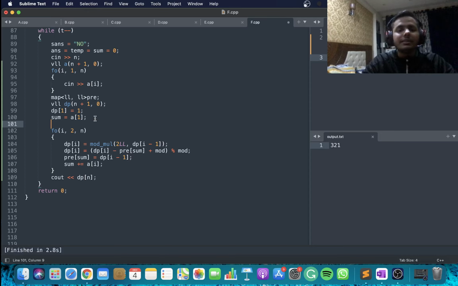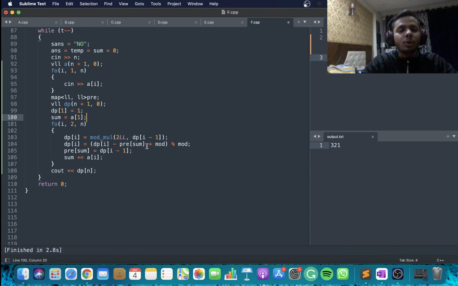Yeah, I guess it is easily understandable here what I'm trying to do. So I'm just subtracting pre of sum, where pre of sum is nothing but dp of j, where prefix sum of j is equal to sum, and sum is nothing but prefix sum of I minus 1. So essentially pre of sum is nothing but dp of j such that prefix sum of j is equal to prefix sum of I minus 1.